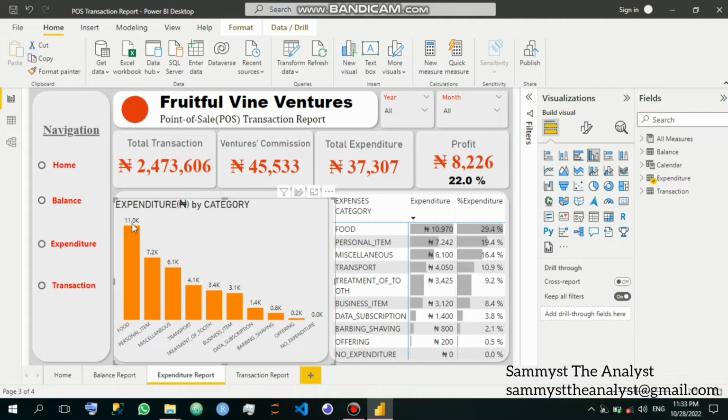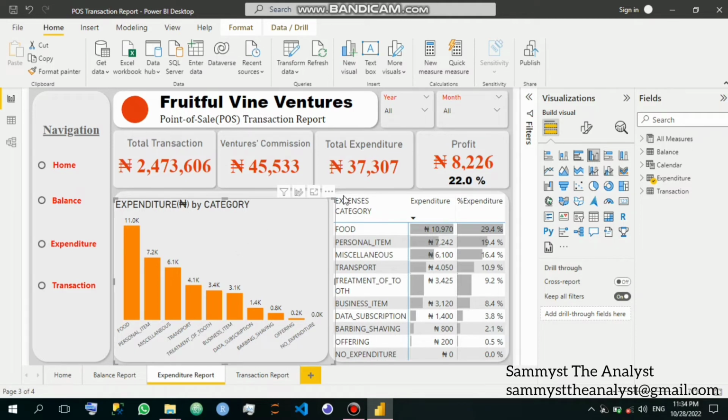Now we can see here that food purchases incur the highest expenditure with over 11,000 naira spent on purchases of food, and then also the personal items took over 7,000 naira. So this is the expenditure by their category.